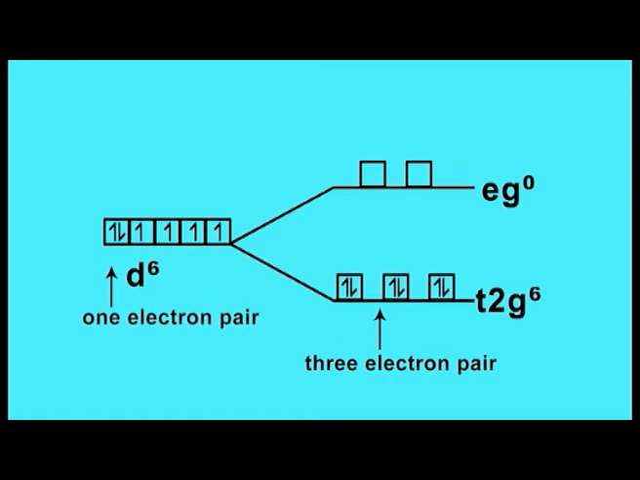Similarly, in the d6 arrangement, 6 electrons occupy the t2g set of orbitals, giving a stability by the release of energy equal to 6 into minus 0.4 delta O, equal to minus 2.4 delta O. At the same time, in this configuration, there are 3 pairs of electrons in the t2g level, which is higher by 2 pairs compared to the electronic filling in the unsplit state of d orbitals. As a result, the total energy of the system would become minus 2.4 delta O plus 2P.